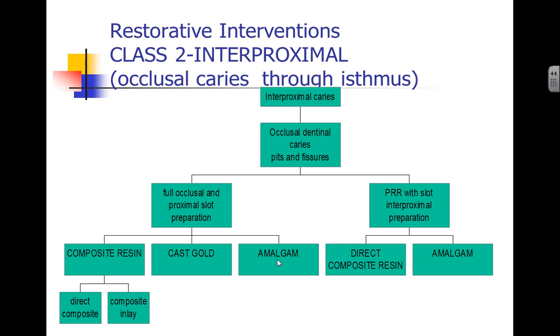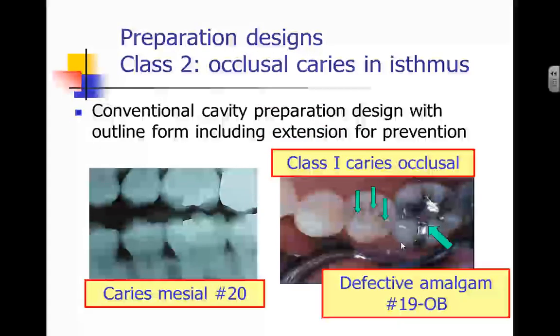In some instances, we can do a proximal slot, and in fact, in the isolated carious areas, do a preventive resin restoration, placing it either with direct composite or in some cases amalgam, although if you're doing a PRR, in all likelihood, you'll use a direct composite resin. So let's take a look at this case.